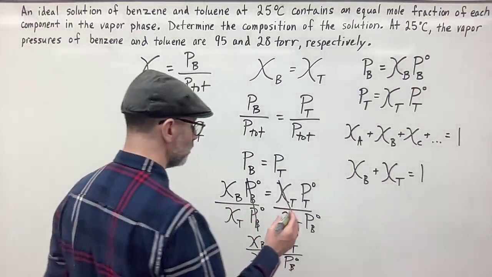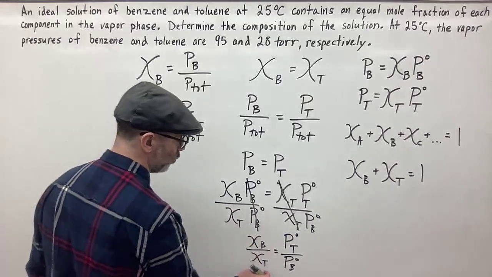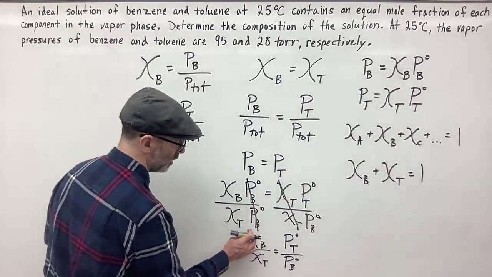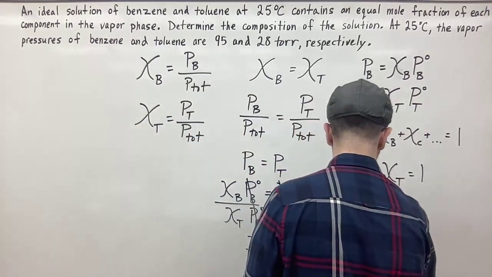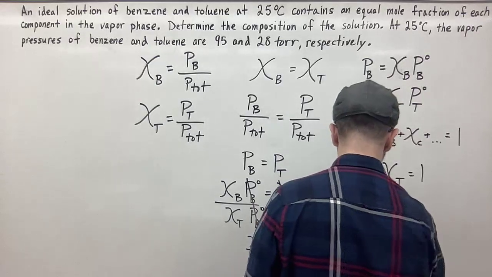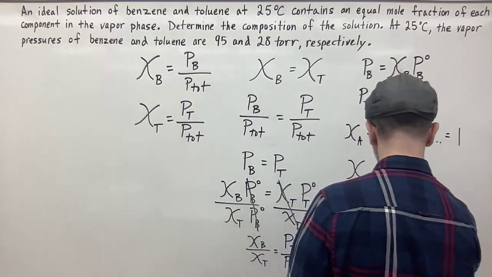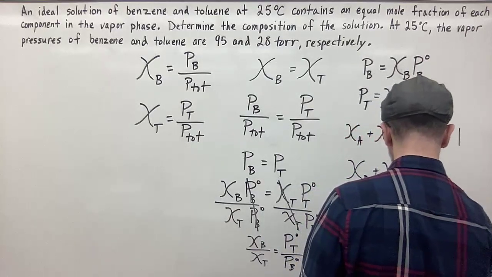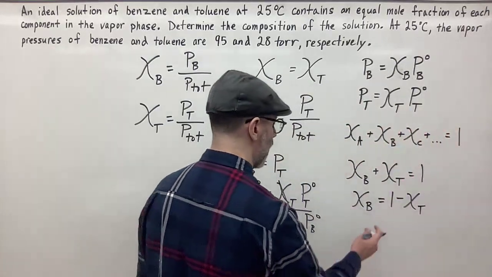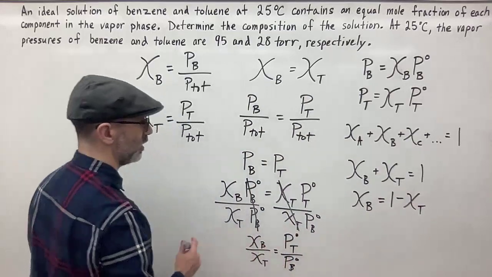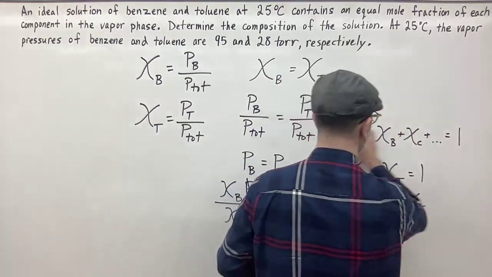Okay, so in this case, I can solve it for toluene. So I can substitute the mole fraction of benzene, right? So if I solve this for the mole fraction of benzene, like so, then the mole fraction of benzene is going to be equal to 1 minus the mole fraction of toluene. So now I can substitute this in for this. Okay, so let me erase this and give myself some room.